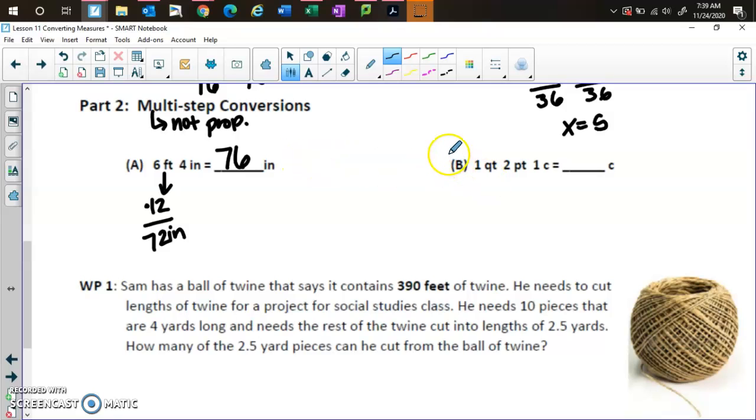I'm going to have you take a minute, pause the video, do letter B, and then you're going to select your answer and then come back. Make sure you use the conversion chart.